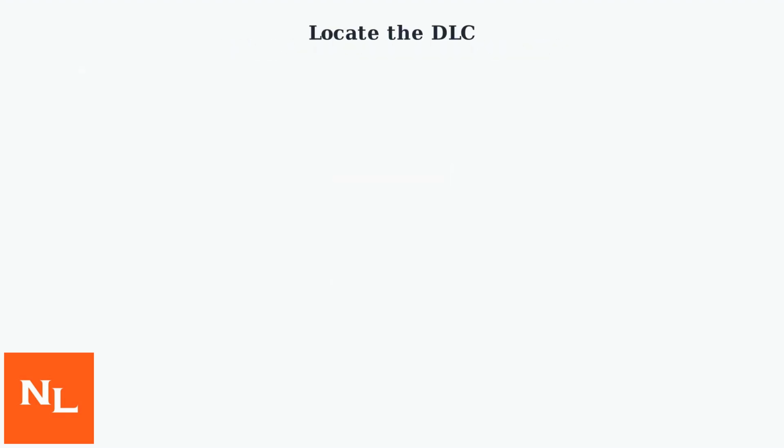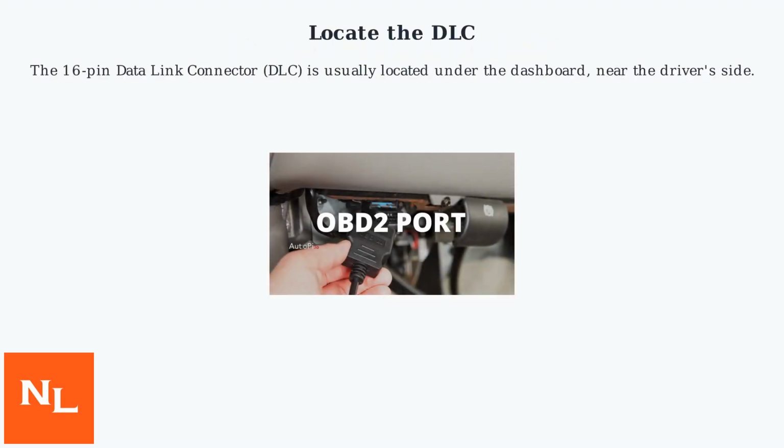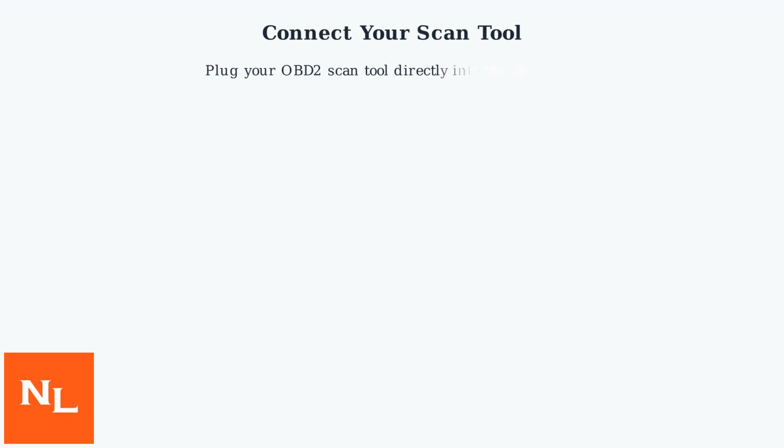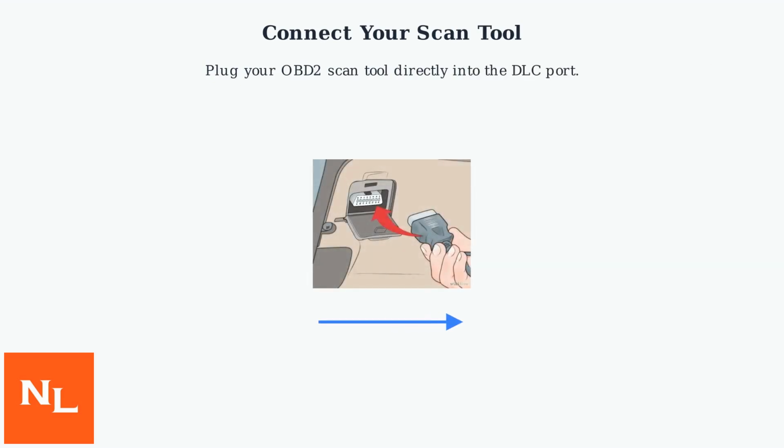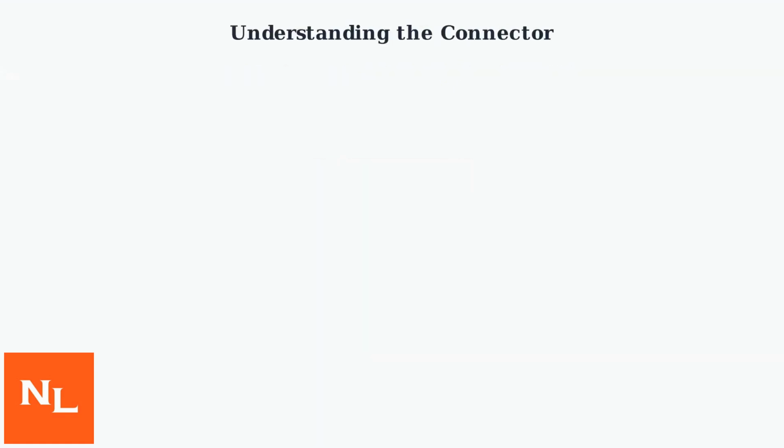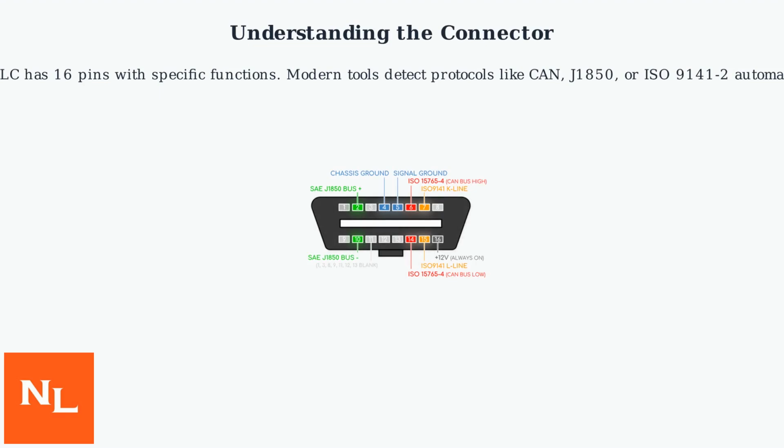The Data Link Connector, or DLC, is the 16-pin port where you connect your OBD2 scan tool. It's typically located under the dashboard on the driver's side of the vehicle. Simply plug your OBD2 scan tool into the DLC port. Make sure the connection is firm and secure. The DLC features 16 pins, each with a designated function such as power, ground, and data communication.